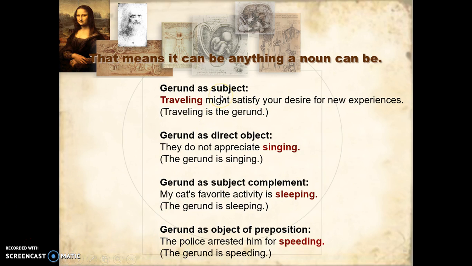So on the top part of your flap, write it can be a subject, a direct object, and you can write DO, a subject complement, only if it's a predicate noun, or the object of a preposition. So it can be anything a noun can be. Anything. You need to know that. And it always, always, always ends in ing. That's the nice thing about a gerund. If it doesn't end in ing, it's not a gerund.